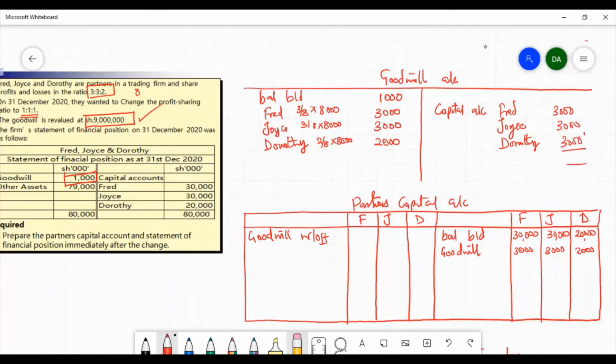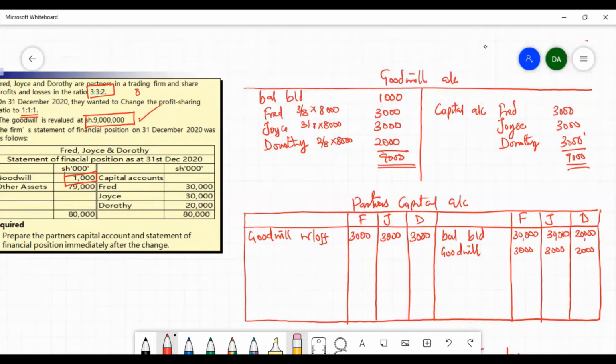So that the total will be 9 million. That is how to write off goodwill. Then in the partner's capital account, 3 million is entered for each partner to write off goodwill. So goodwill has been written off. This is a double entry of the credit made in the goodwill account.